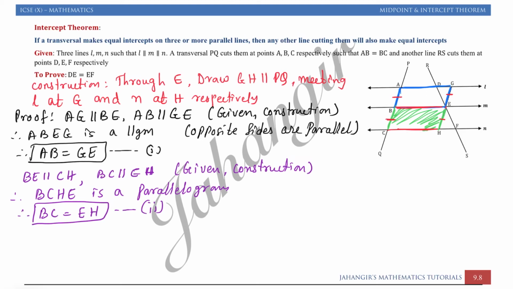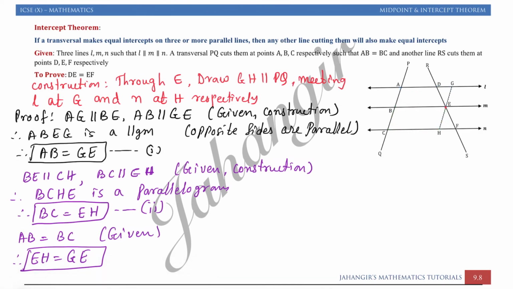Now from 1 and 2, we can say AB is equal to BC, already given. So therefore we can say EH is equal to GE, or GE equal to EH, that you can say. Now let us erase the whole diagram. Now we will say this is equal to this. So we will consider two triangles. In short, we have to prove DE is equal to EF. So we will take these two triangles.